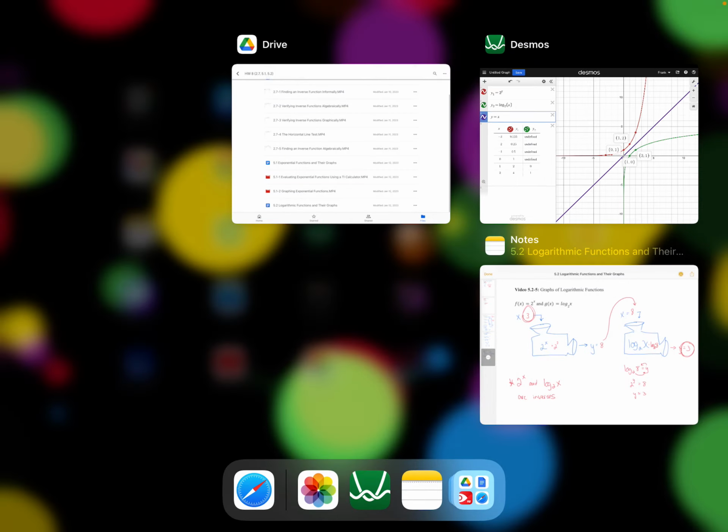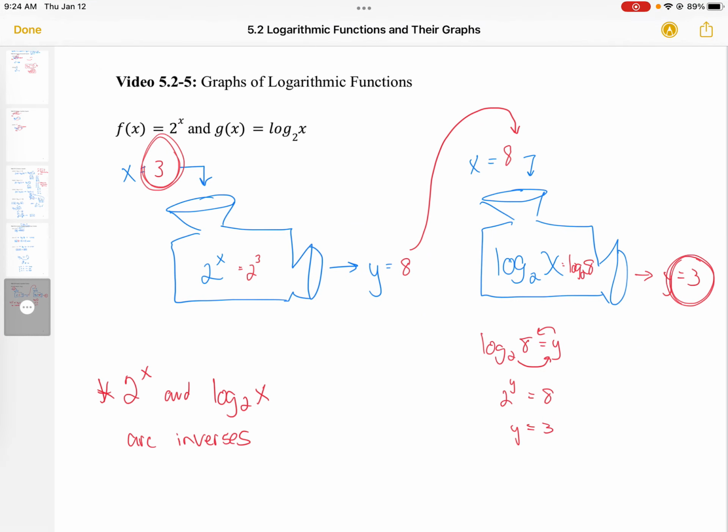So we have determined that an exponential function and a logarithmic function, if they have the same base, are inverses of each other. And we've investigated their graphs and shown that they are reflections of each other over the line y equals x.